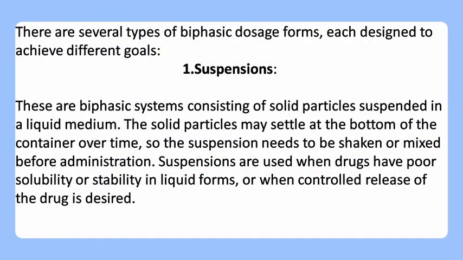There are several types of biphasic dosage forms, each designed to achieve different goals. First, suspensions. These are biphasic systems consisting of solid particles suspended in a liquid medium. The solid particles may settle at the bottom of the container over time, so the suspension needs to be shaken or mixed before administration. Suspensions are used when drugs have poor solubility or stability in liquid forms, or when controlled release of the drug is desired.